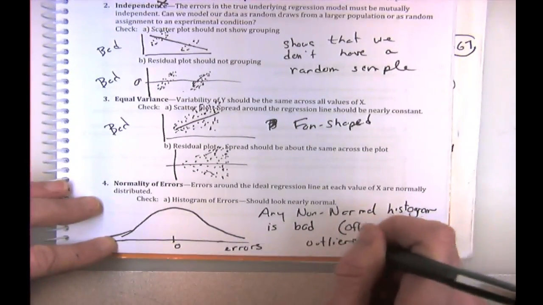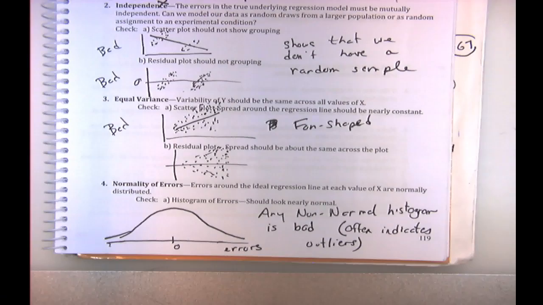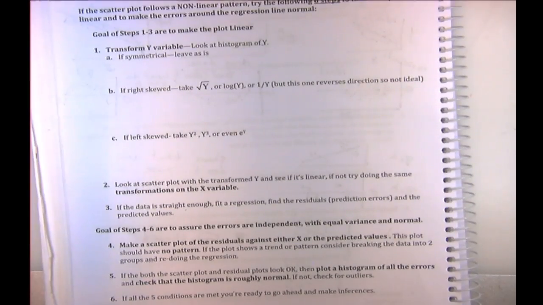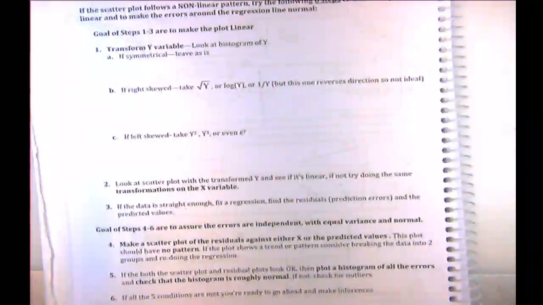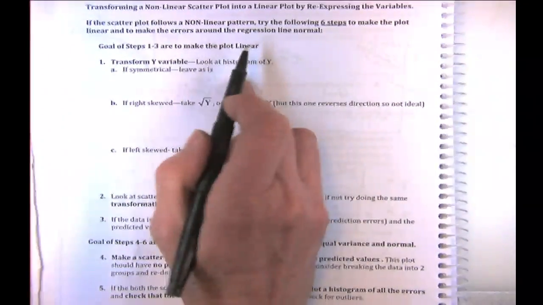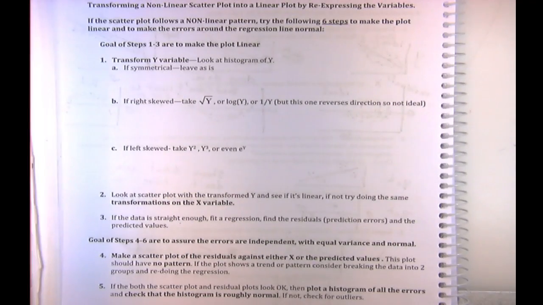Okay, so that's the basic idea. You'll understand this a whole lot better when we actually get in and look at real data. But for now, this is just a basic overview. And so what do you do if these problems show up? Well, there are some classic things you can do that often work. If the scatter plot follows a nonlinear pattern, try these steps to make the plot look more linear, to make the errors around the regression line look more normal. Often this will do a good enough job, or will help.